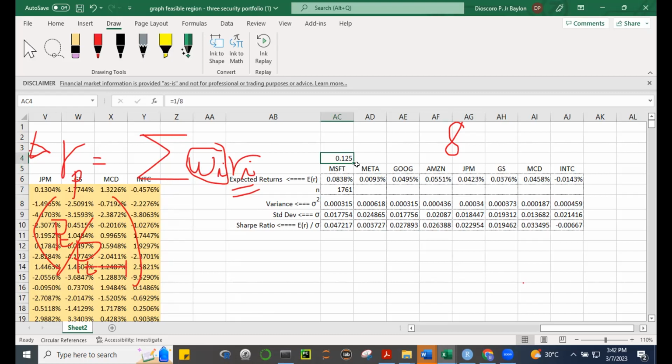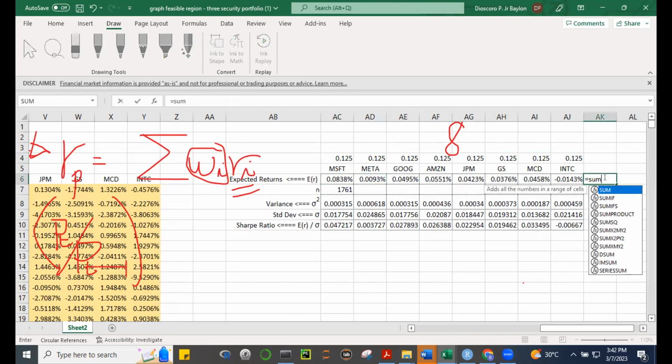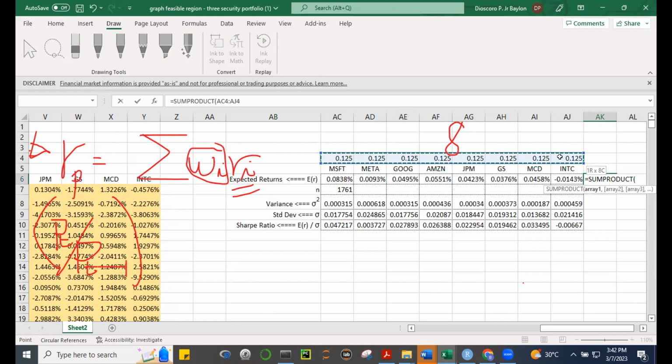So actually, we can now compute the equally weighted portfolio because you now have the individual weights and you also have the average returns. You just multiply those. You can actually get the sumproduct of your weights, comma, and then your average returns, which is your stock returns, right? Control Enter.